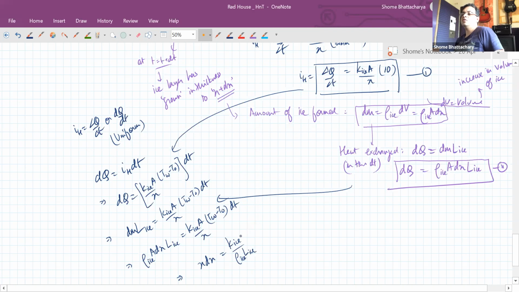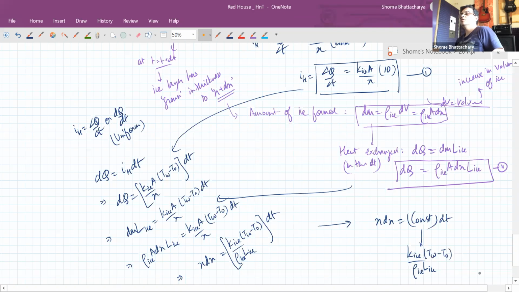The area will cancel off. This temperature difference is constant. So this whole thing is a constant into dt. So you can see that x dx is equal to some constant into dt, where this constant is K upon density into latent heat into temperature difference. So let's work out the value of that constant.